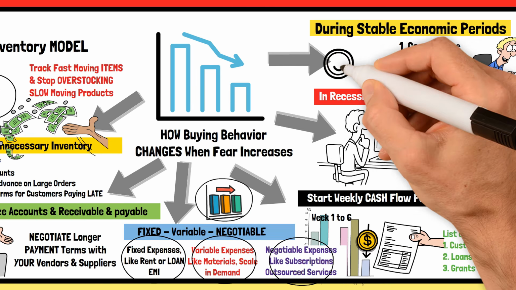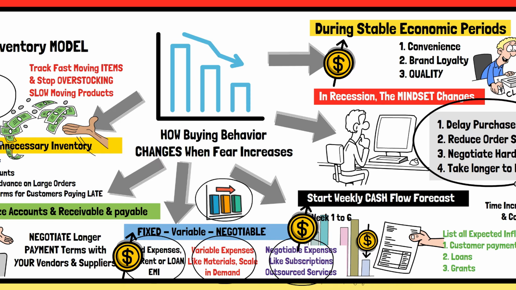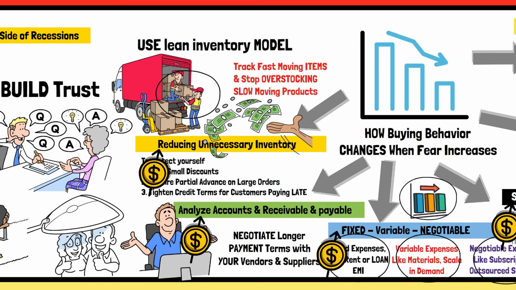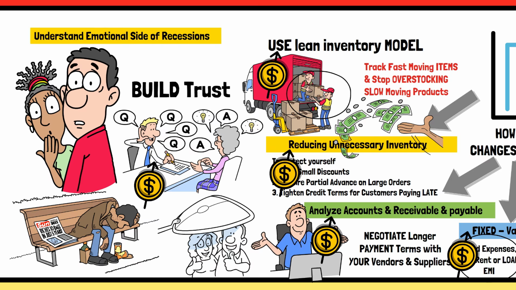When you combine weekly forecasting, expense classification, strong receivables management, lean inventory, and transparent communication, you create a foundation that can absorb shocks and keep your business running even when the market shrinks.